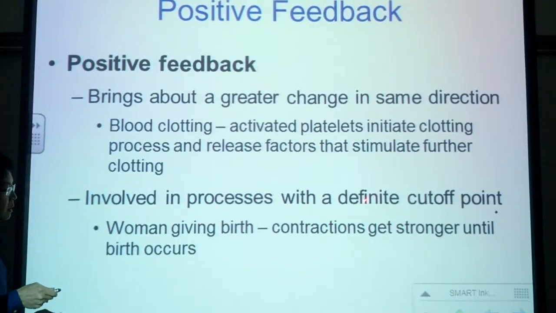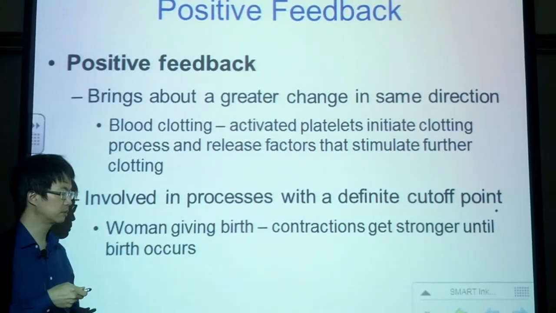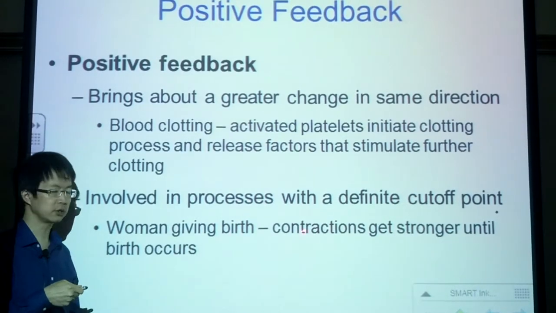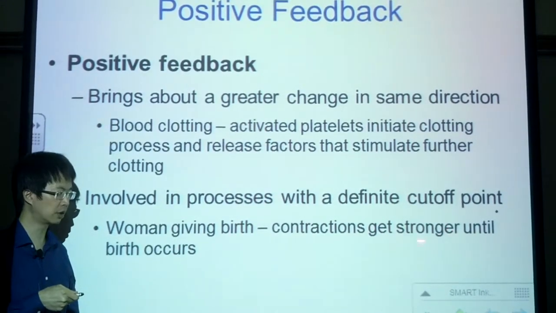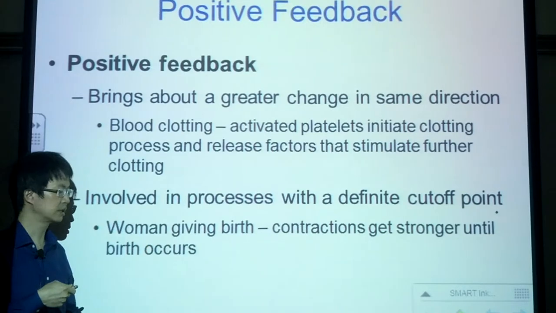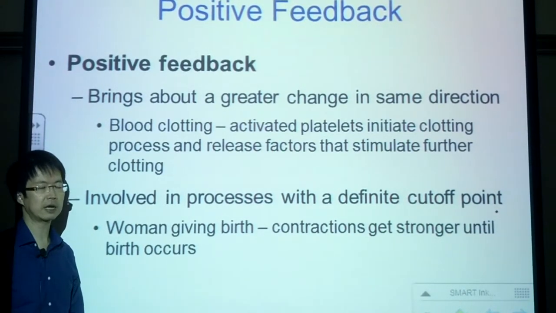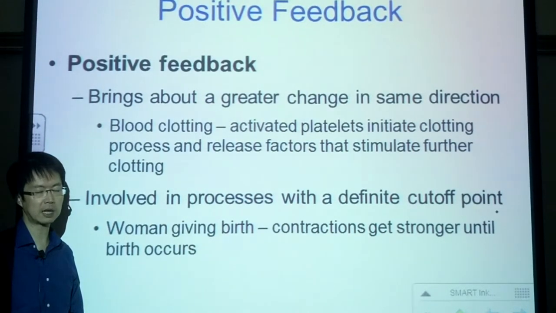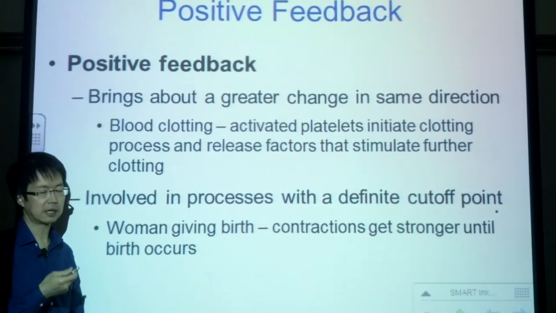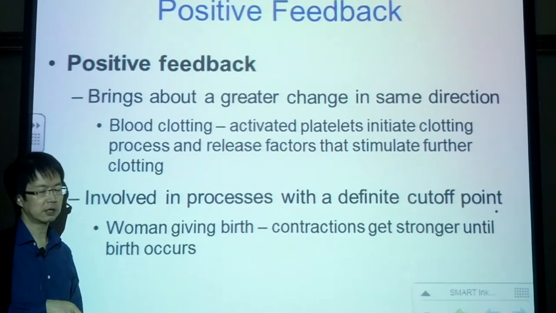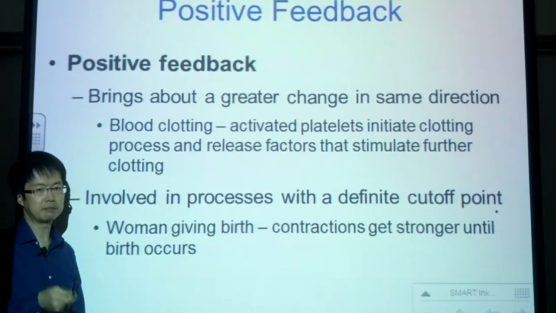Another example is childbirth. When women are giving birth, the contraction of the uterus will become stronger and stronger. This is what we call positive feedback. Positive feedback is like rolling a snowball down a hill, down a slope, and the snowball will get bigger and bigger.